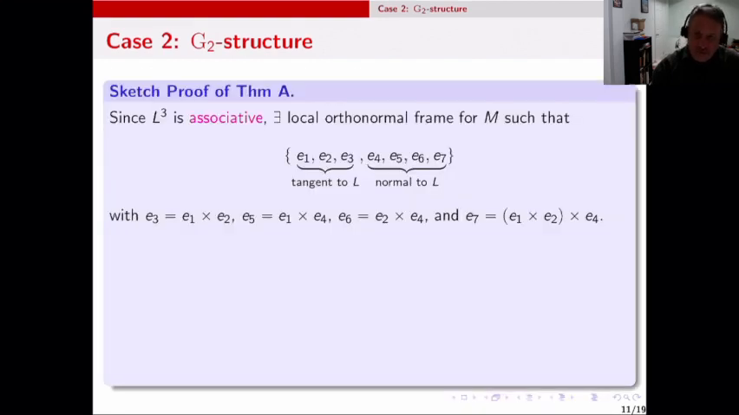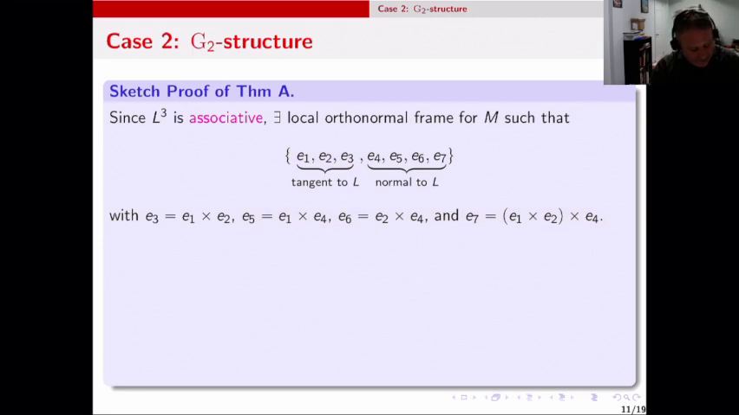Again, here's a sketch proof. Since it's associative, there's a special kind of adapted orthonormal frame for the tangent bundle along L. We can find a local orthonormal frame for M such that the first three are tangent, the last four are normal, and they're of this special type. E1 cross E2 is E3, and then E5, E6, and E7 can be deduced using the cross product from E4 and E1 and E2. Okay, this is a special kind of G2 adapted frame.